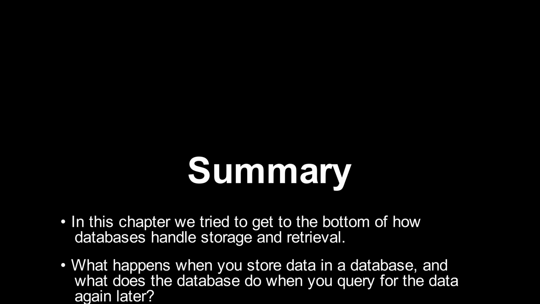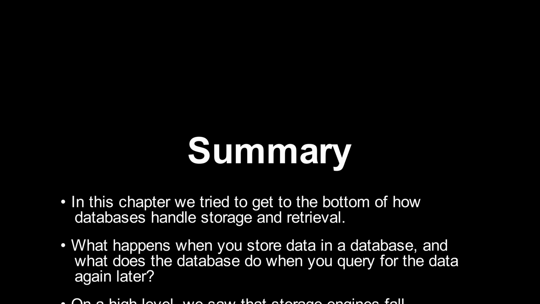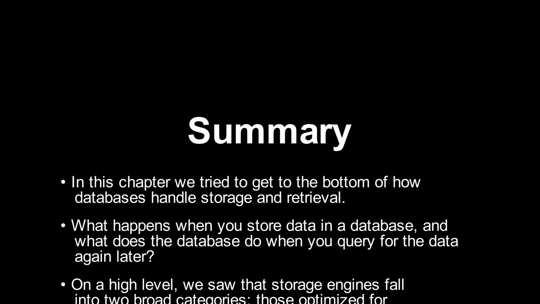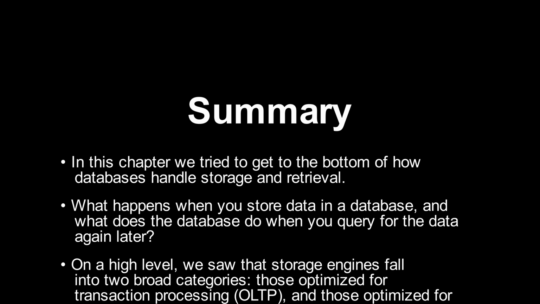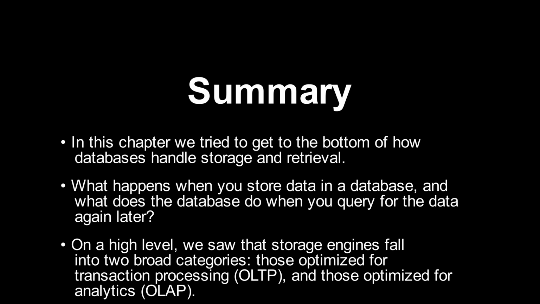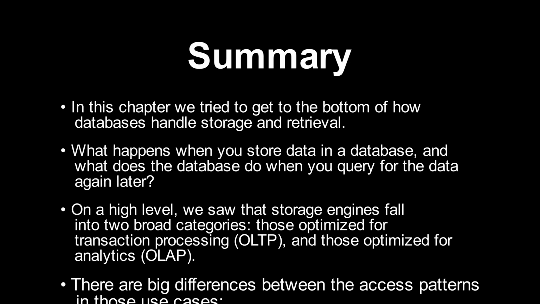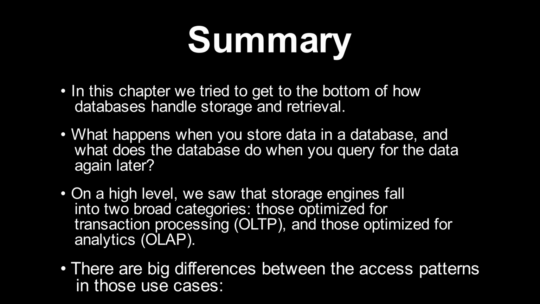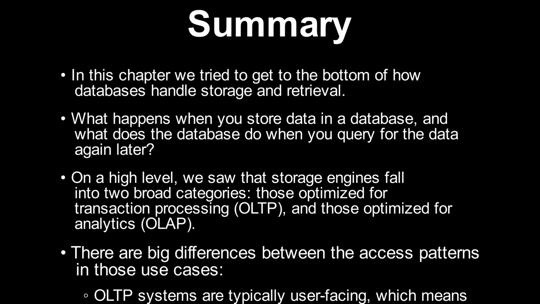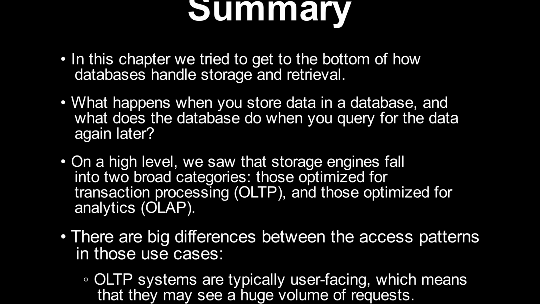Summary. In this chapter we try to get to the bottom of how databases handle storage and retrieval. What happens when you store data in a database? And what does the database do when you query for the data again later? On a high level, we saw that storage engines fall into two broad categories: those optimized for transaction processing, OLTP, and those optimized for analytics, OLAP.